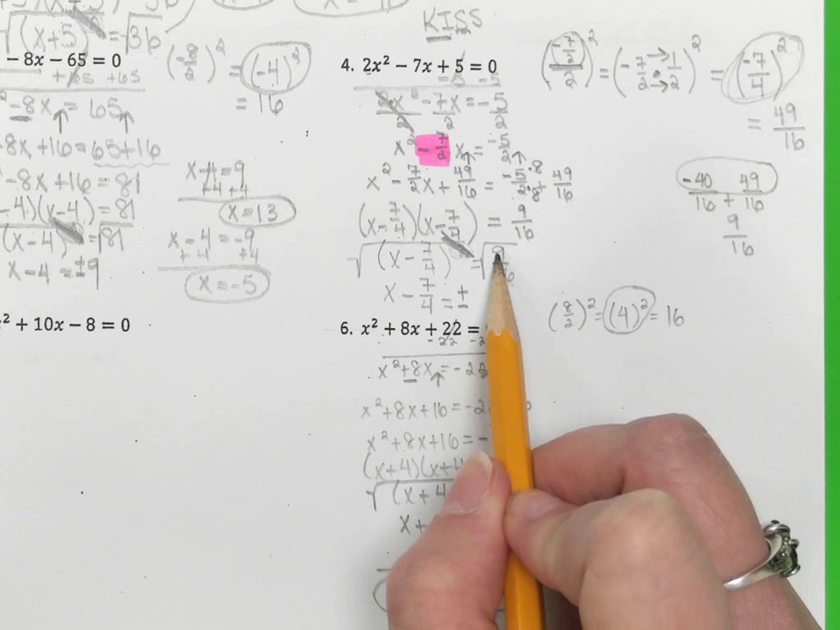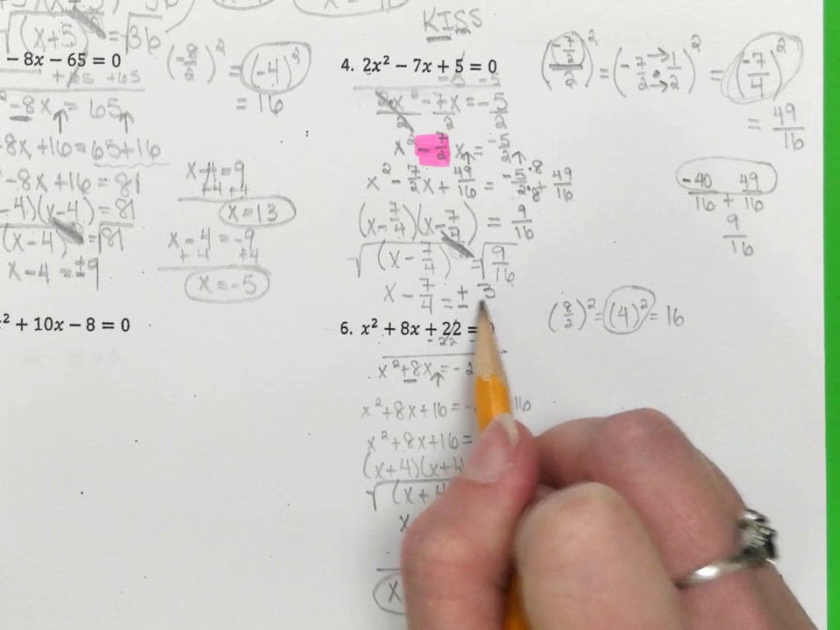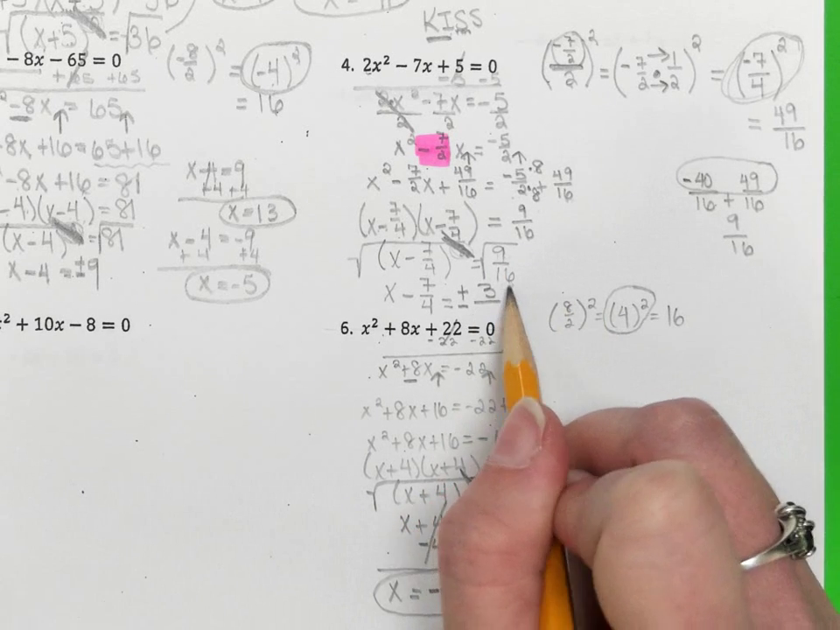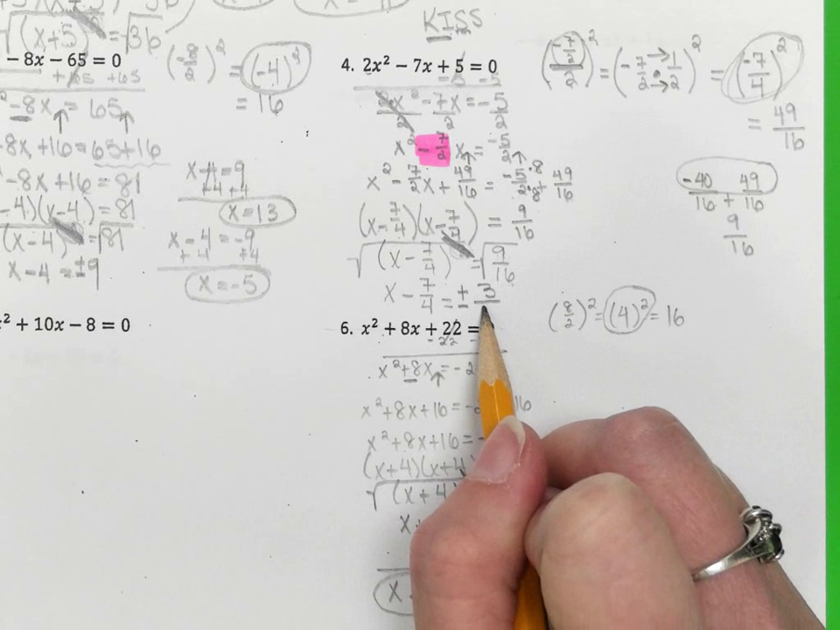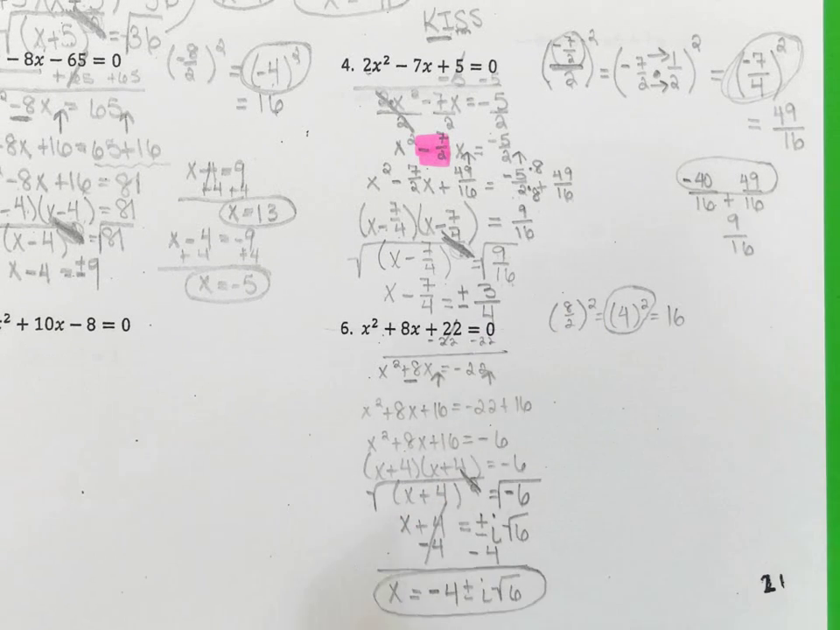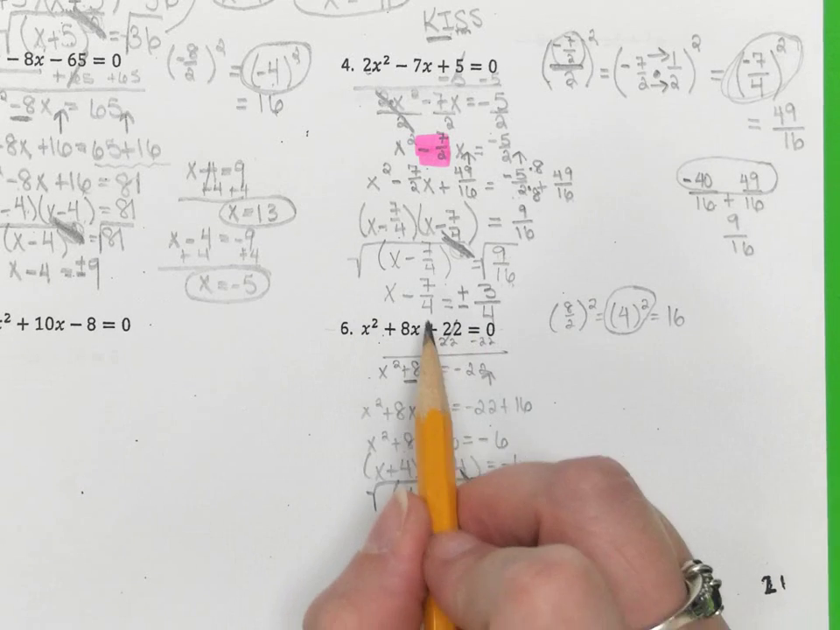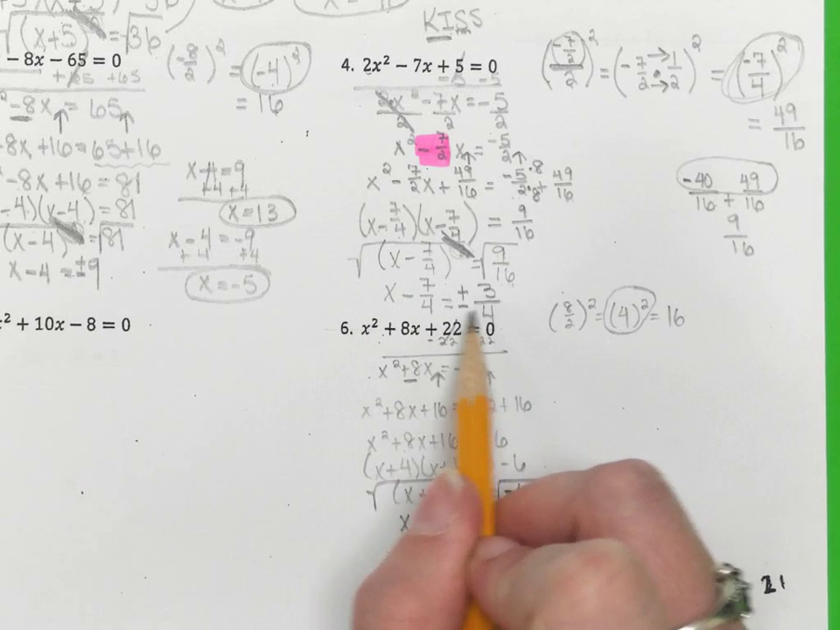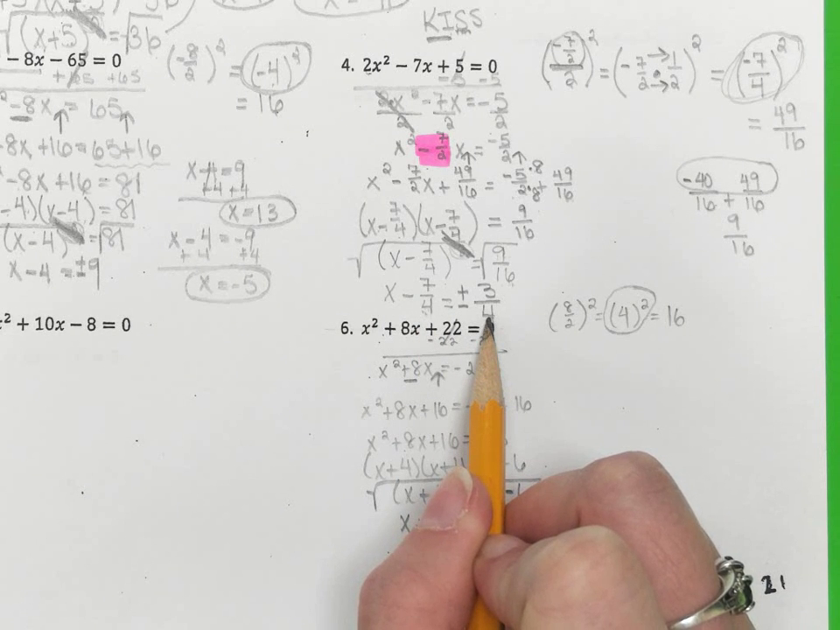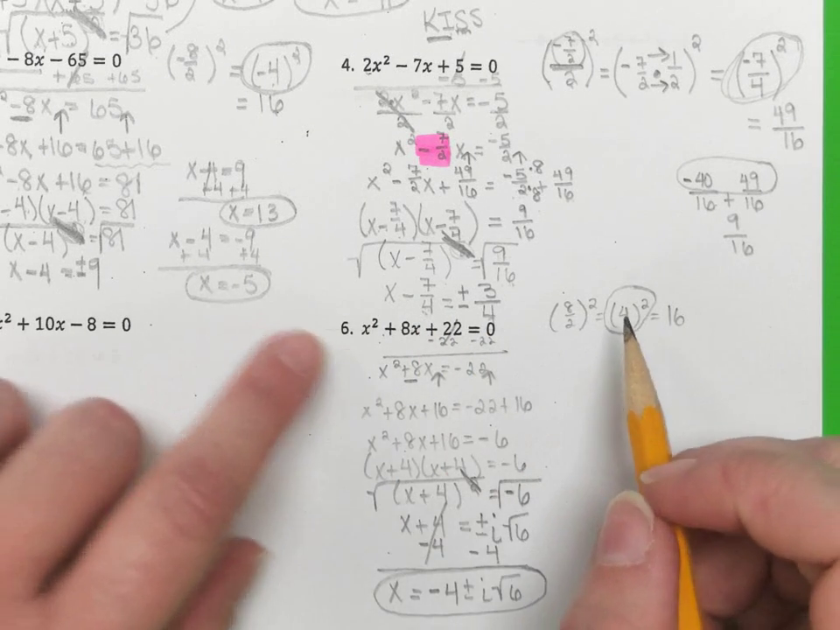What's the square root of 9? 3 over, what's the square root of 16? 4. Yep. And guys, look, the beautiful thing about these is if you do it right, they'll always be the same number on the bottom. Everybody okay? All right, so I have 2 answers.